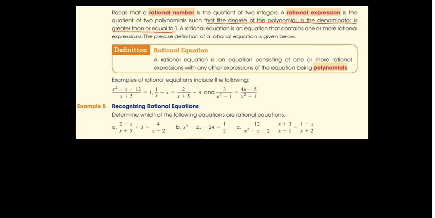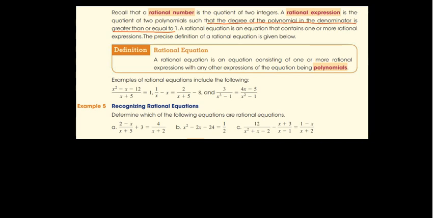Okay, so this definition isn't quite as rigorous as I would like, which is why I'm going to underline what I underlined. Okay, so we see our examples there, examples of rational equations, including the following. All right, so what we're going to do is look at, do we have a polynomial in our numerator? And do we have a polynomial in our denominator?